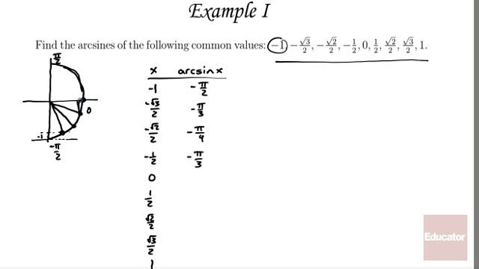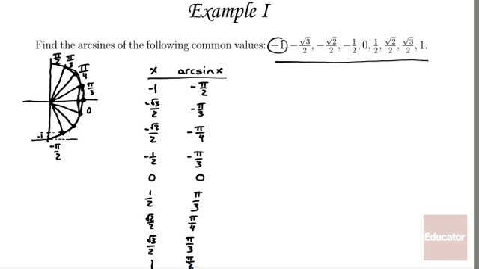And arcsine of 0, what angle has sine 0? Well, it's 0. What angle has sine of 1/2? Well, what angle has vertical y-coordinate 1/2? That's pi/6. √2/2, that's our 45-degree angle, also known as pi/4. And √3/2, that's our 60-degree angle, also known as pi/3. And finally, we know that the sine of pi/2 is 1, so the arcsine of 1 is pi/2.